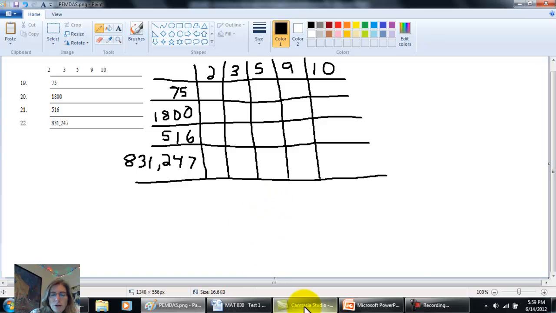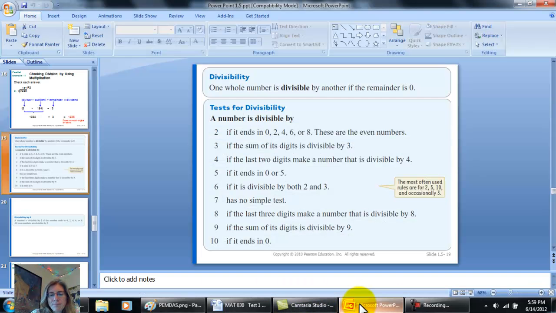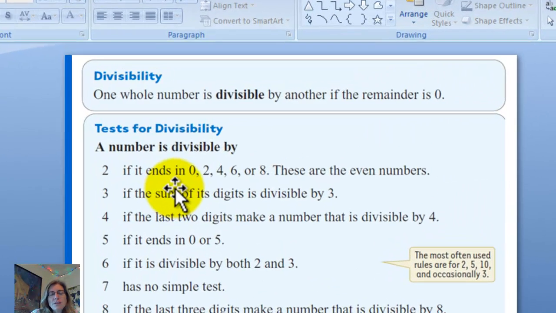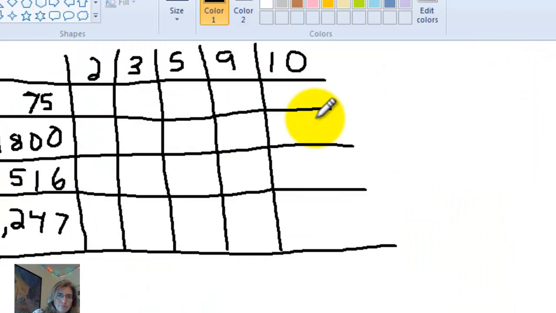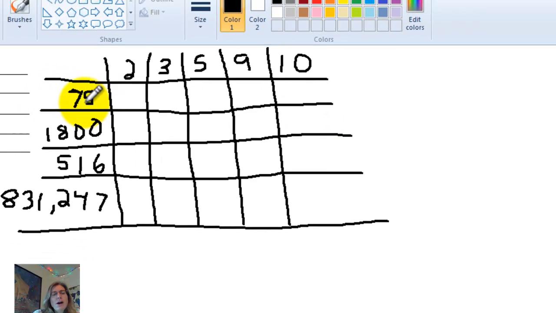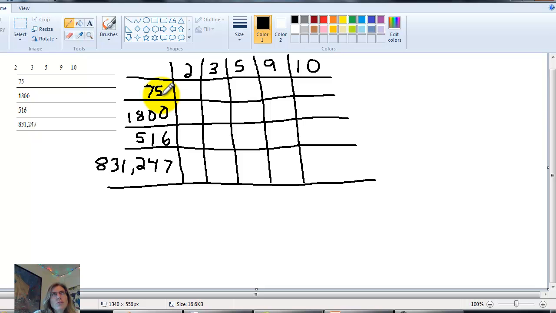The rule for divisibility by 2 is if it ends in 0, 2, 4, 6, or 8. That means the number is an even number. Any number ending in 0, 2, 4, 6, or 8 is an even number. So, is 75 an even number? No, it ends in 5. It does not end in 0, 2, 4, 6, or 8. So it is not divisible by 2.